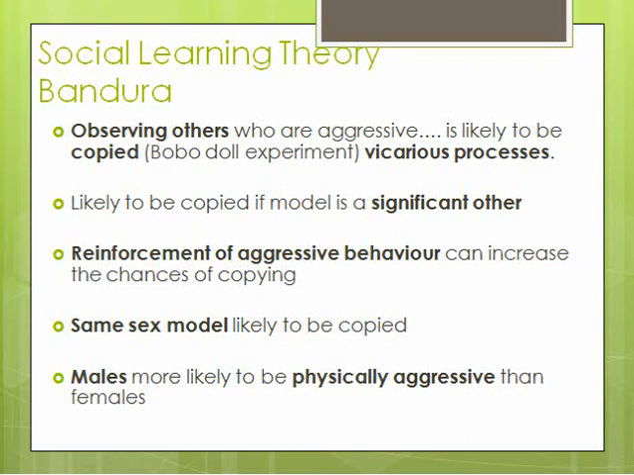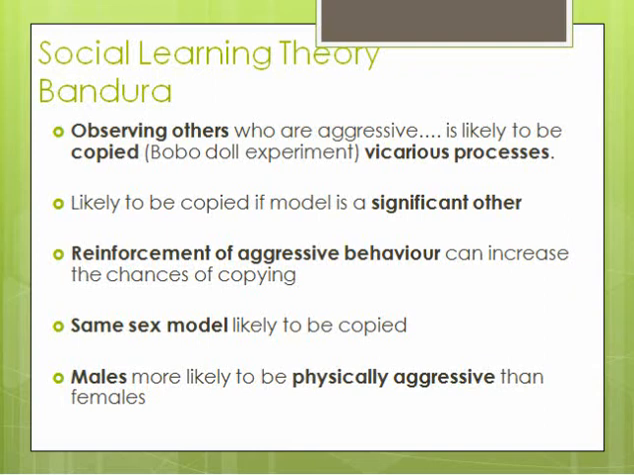Key words that you can add here is vicarious processes, which means learning through others, and that's just a technical word that you could use to try and impress the examiner. The next point is that it's likely to be copied if the model is a significant other. So a significant other really means a role model, but the keywords are significant other, and that could be a coach that you look up to.